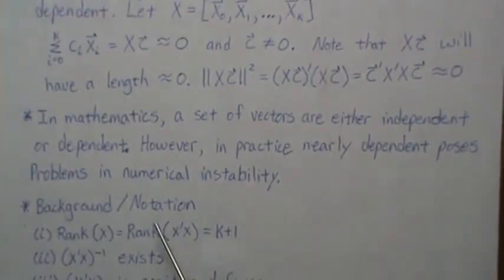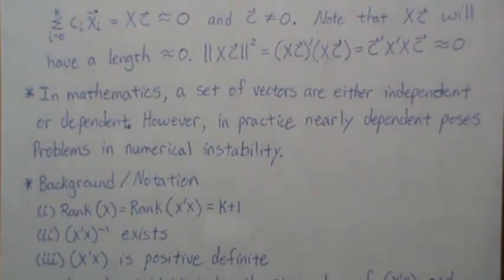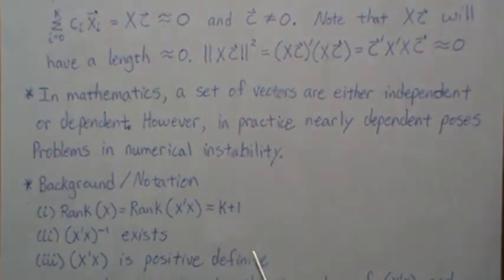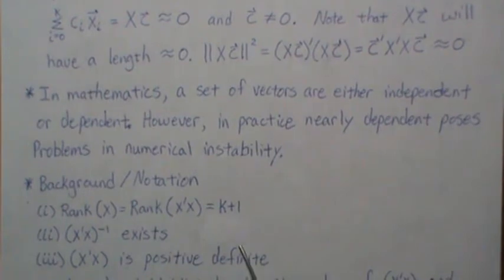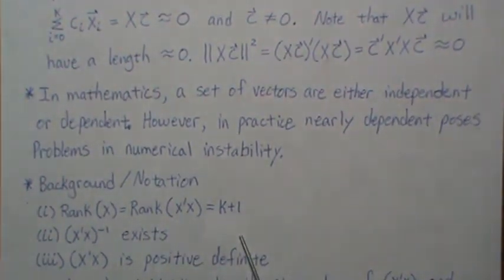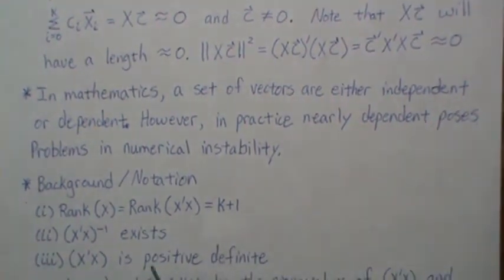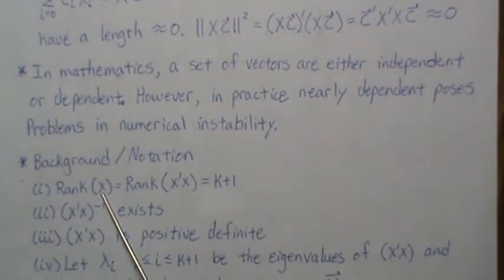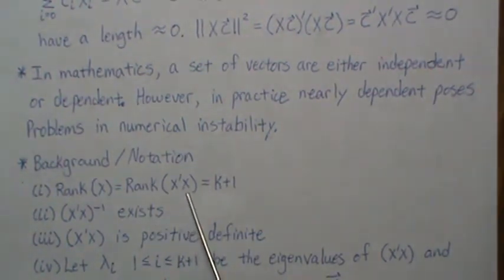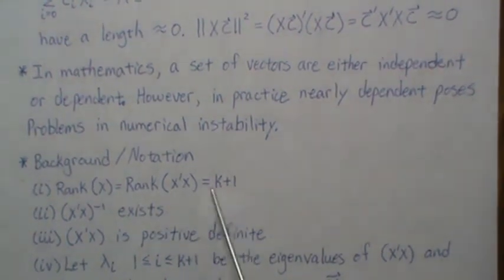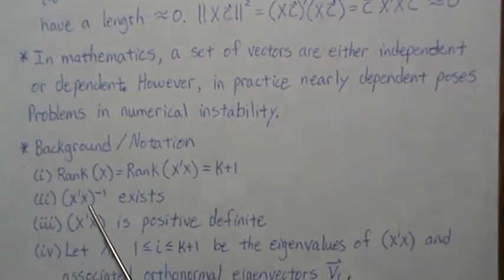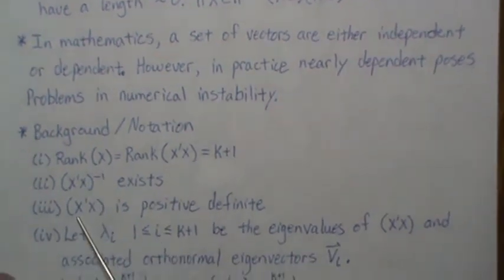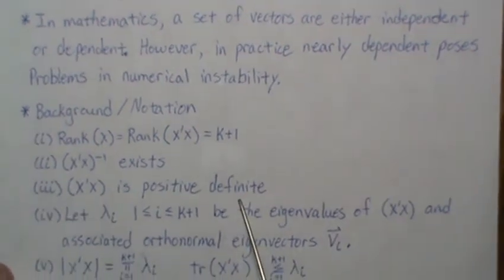So before we jump into this, I have to have background, and with most proofs, a lot of videos, how far back do we go in our proofs? Do we go to first principles? At some point you have to stop and assume something's true, and that's what this background notation is. I'm going to assume that we've either covered it or you can look it up. So the rank of x, its full column rank, is equal to the rank of x transpose x, which is k plus 1. That means x transpose x inverse exists. X transpose x is positive definite.